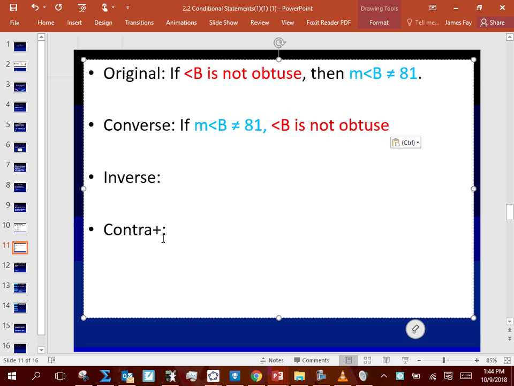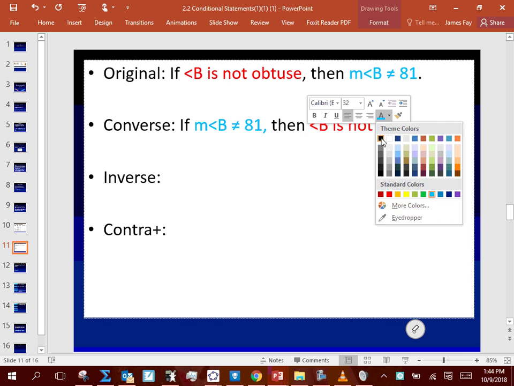All right, so hopefully you've progressed a little bit on that. The first one: if my original was, if angle B is not obtuse, then measure of angle B is not equal to 81, okay? So the converse, remember, just takes the if part and puts that now as your conclusion, and it takes the then part and now puts that as your hypothesis, right? So you see color coding there, you can see that those two phrases just switch positions in my conditional statement. Okay?